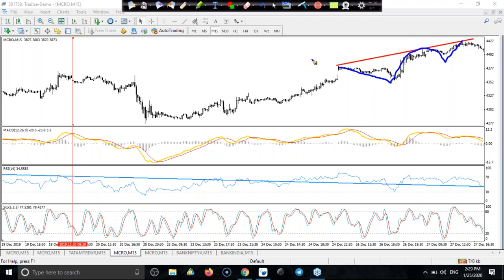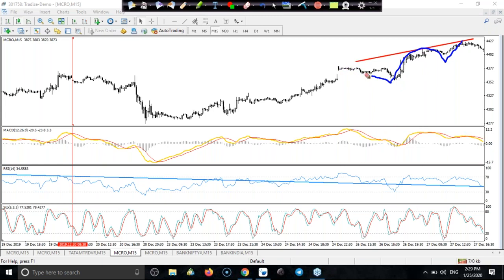But if you want to see here, MACD and RSI are pointing toward down. They are diverging in that case. All right, so first, you can see that one.